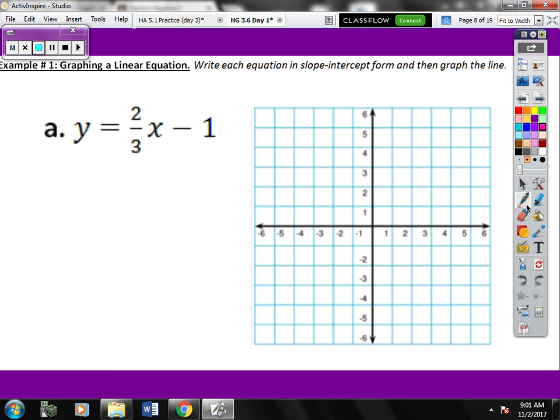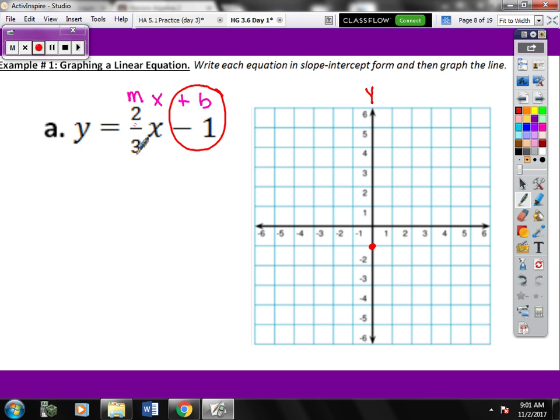So the first one we see y equals 2/3 x minus 1. So this is our mx plus b. This is in slope-intercept form. So again, the b value tells me where to begin. I'm going to start on the y-axis at -1. That's my y-intercept. Just put a point there.